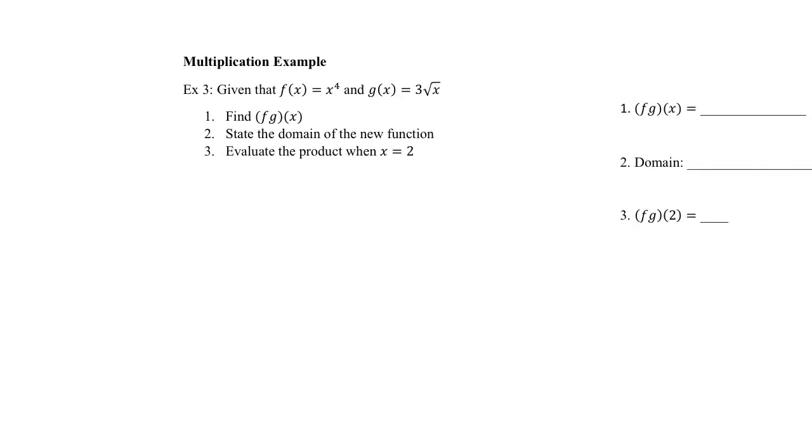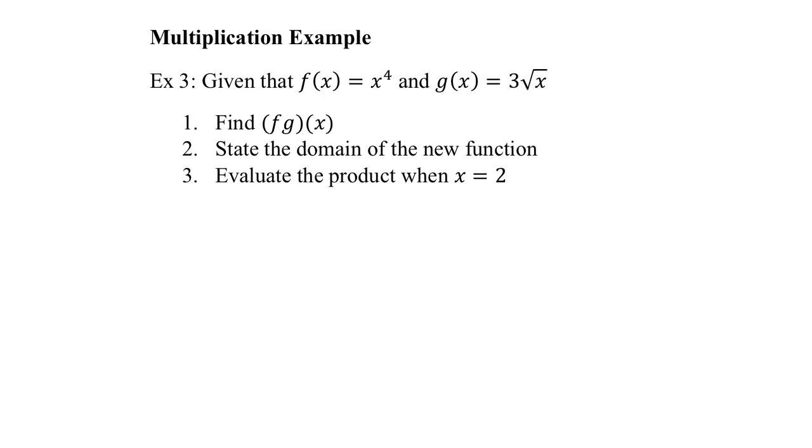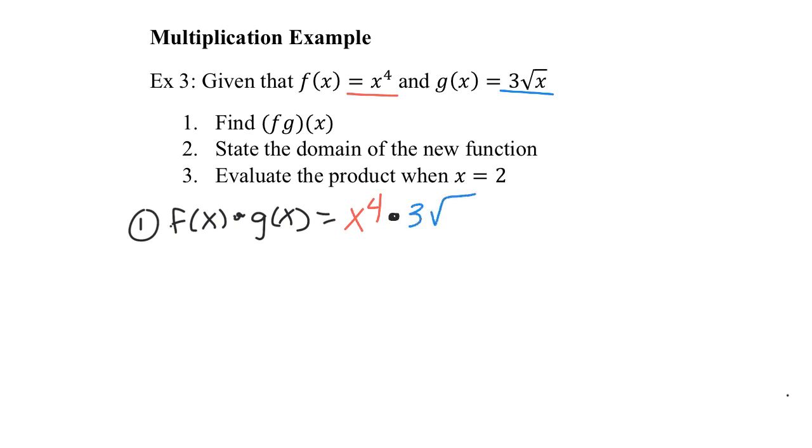Okay, multiply. Example 3. Given that f of x equals x to the fourth and g of x equals 3 times the square root of x, number 1, find fg of x. So since f and g are just right next to each other, that really means it wants f of x times g of x. Okay, so we're going to plug these in. So f of x is x to the fourth, so I'm going to have x to the fourth times, and then g of x is 3 square root of x.